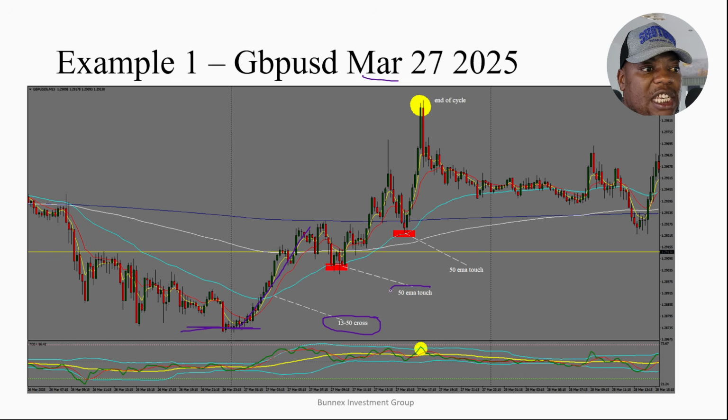We can see a 50 EMA touch being issued. That is the second impulse to the upside. And then we can see another 50 EMA touch being issued. That is the third. When we reached this point, the next thing is to anticipate a move that breaks the high of the second impulse. And when that occurred, the next thing is to focus on the Traders Dynamic Index.